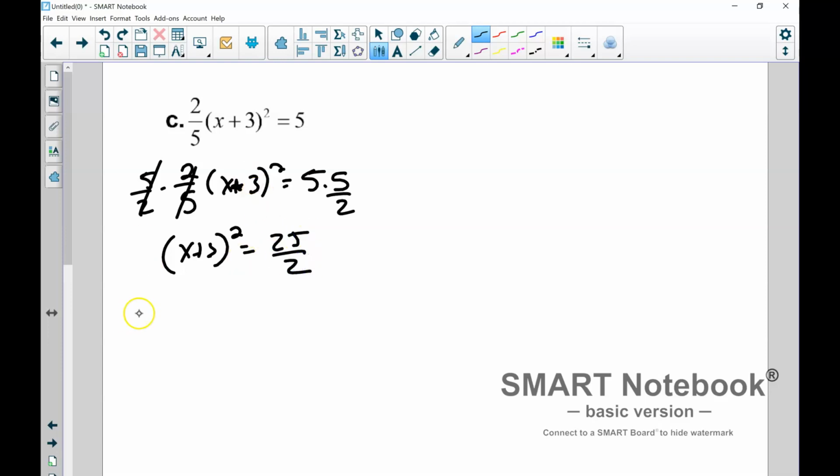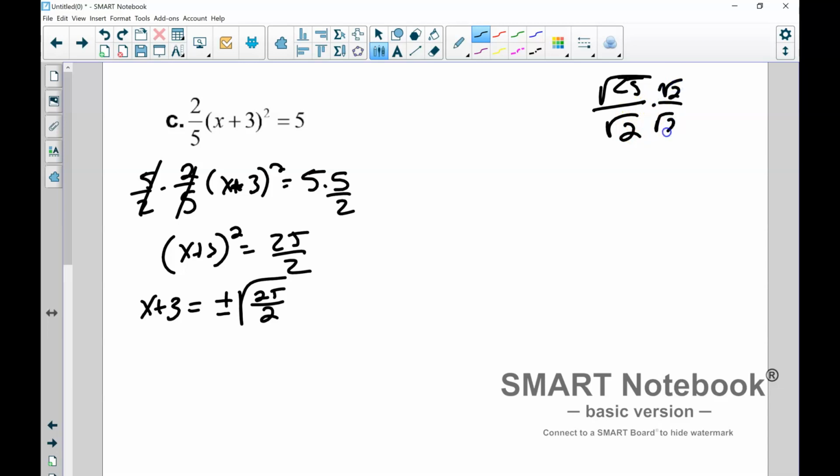Now I'm going to go ahead and get rid of the square root. Remember when you get rid of the square root though, it's the plus or minus. So I'm taking the plus or minus of the square root of 25 over 2. Now I'm going to do some work over here in the margins of my paper. If you remember from Algebra 2, you cannot leave an irrational number in your denominator, which means this bottom has to go. So I'm going to multiply both the top and the bottom by the square root of 2.